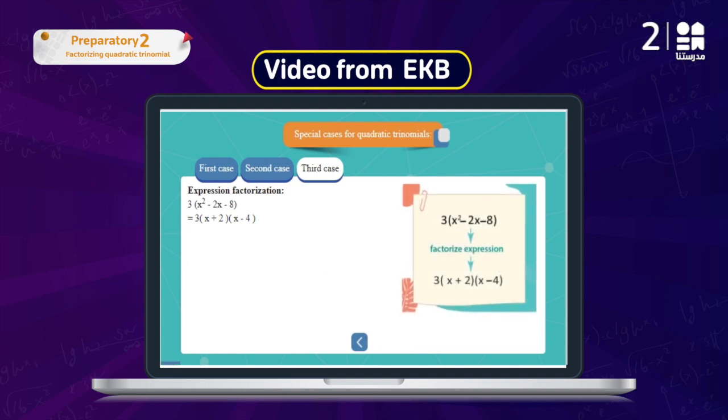To factorize the expression, we will write number 3 and open parentheses. Then, the first parenthesis will be x plus 2, and the other will be x minus 4. Now we have explained the three cases. You are ready to practice and factorize any quadratic trinomial expression.